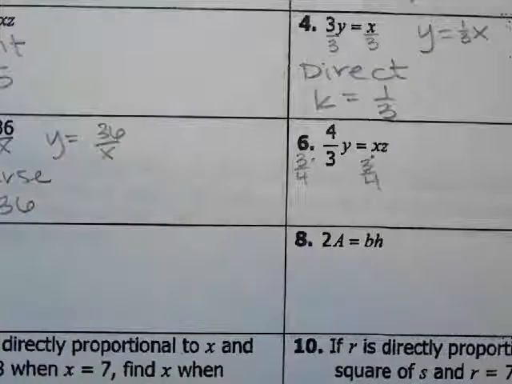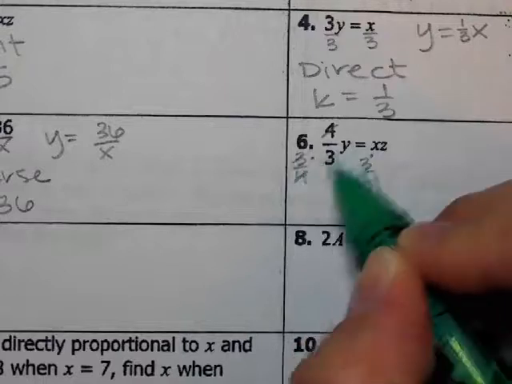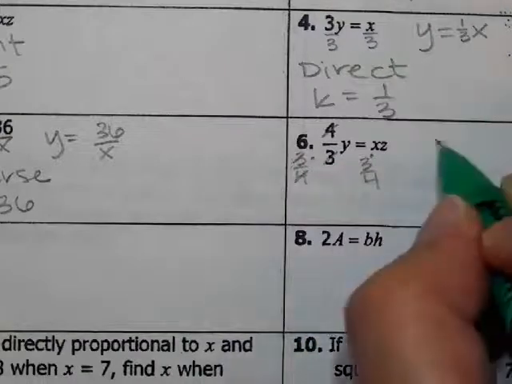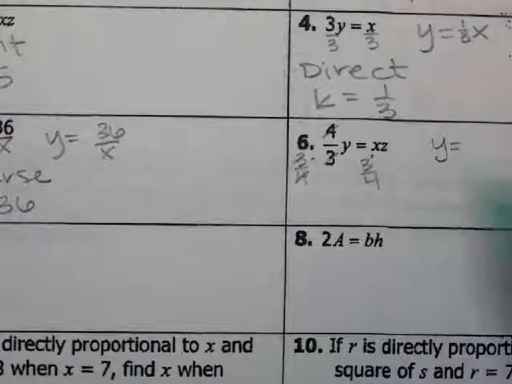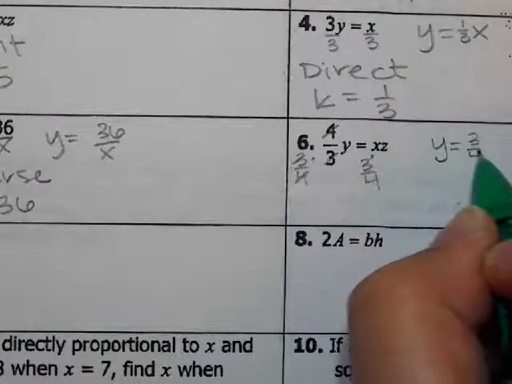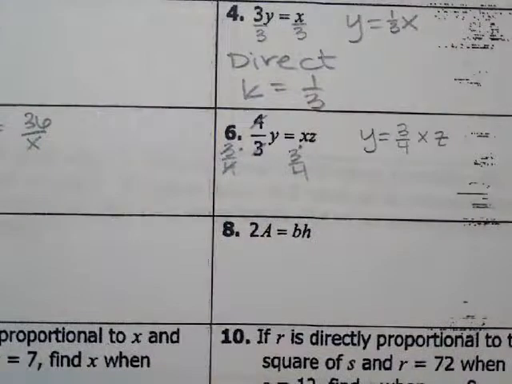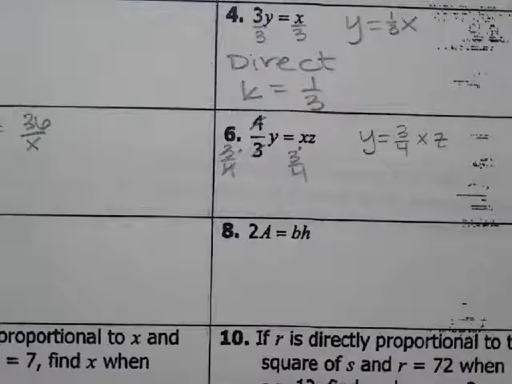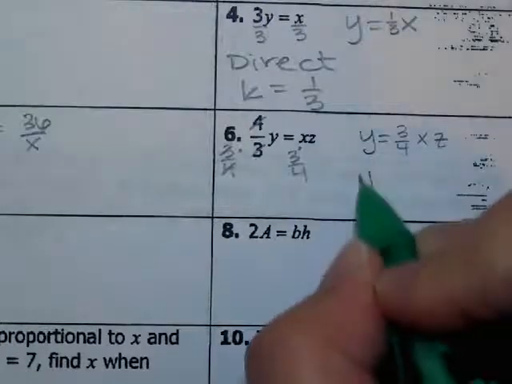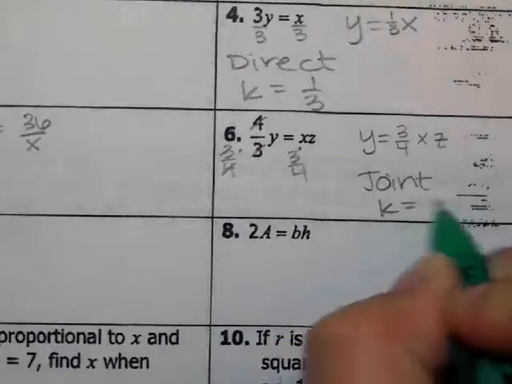So 4 on the bottom, 4 on the top cancel out. 3 on the top, 3 on the bottom cancel out. We just get y. And then 3/4 times xz equals 3/4 xz. Okay, so is that direct, joint, or inverse? Joint. And what is k? K equals 3/4. Okay.